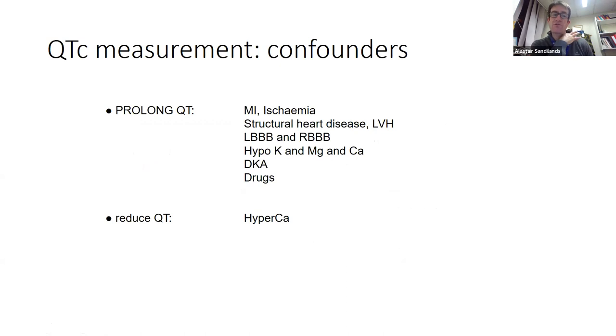There are some confounders when the QT interval is prolonged. Certainly it could be long QT, but we see that the QT interval is increased during a myocardial infarction or ischemia, and in structural heart disease or left ventricular hypertrophy. When the QRS is prolonged, we expect the QTc to be prolonged in the same proportion, so in left and right bundle branch block. Low salts, diabetic ketoacidosis and class 3 antiarrhythmics will also prolong the QT interval. On the other side of the coin, a reduced QT interval will be associated with hypercalcemia.